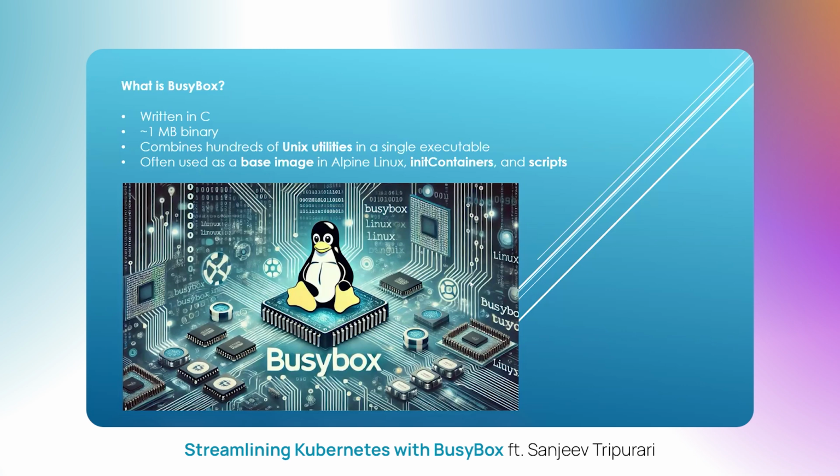BusyBox is very lightweight. It is written in C. It is less than 1 MB. It combines all the Unix utilities, and it is used as a base image, and you can also have your own image on top of BusyBox. If you understand kernel space and user space, BusyBox serves your user space needs over here.